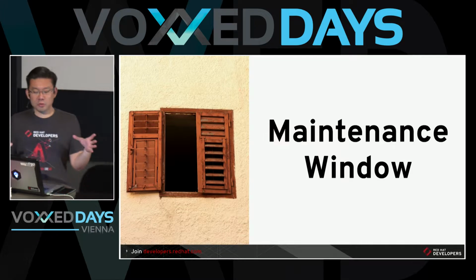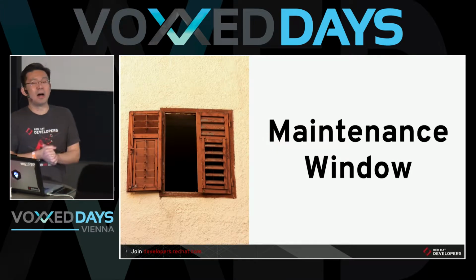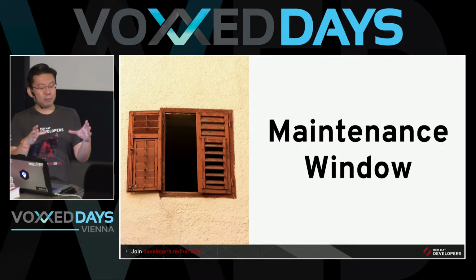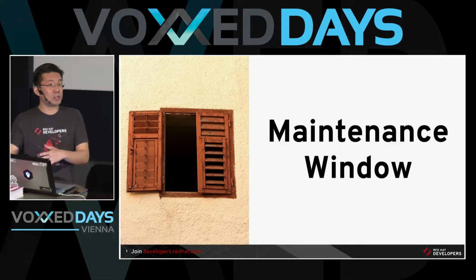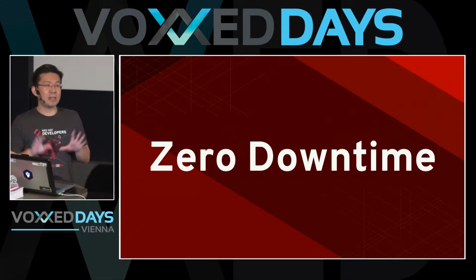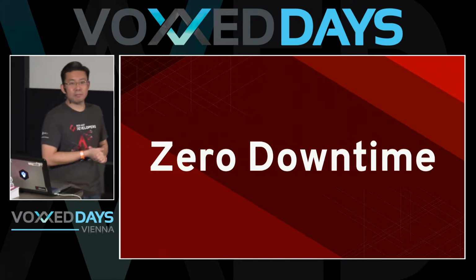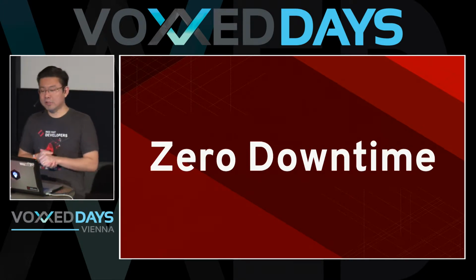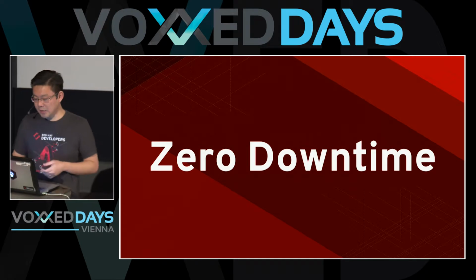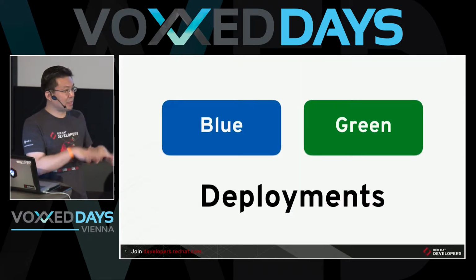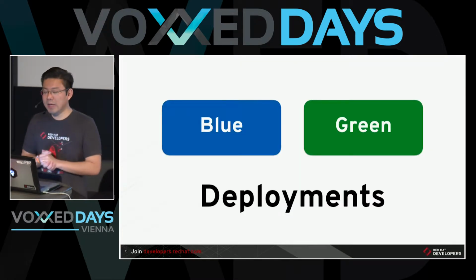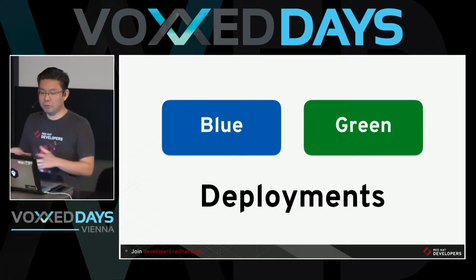But for us to be able to reduce our batch size and to deploy software more often than the maintenance window that we have in production, we need something called zero downtime deployments. And for zero downtime deployments, we have one clear requirement: we need at least what we call blue-green deployments, and I'm going to explain very quickly what that means.